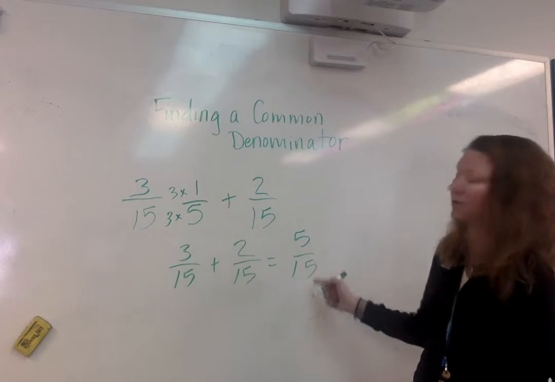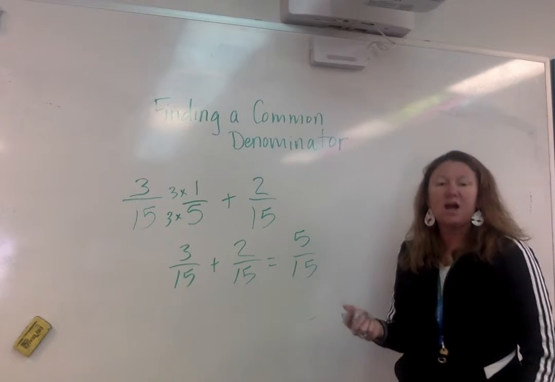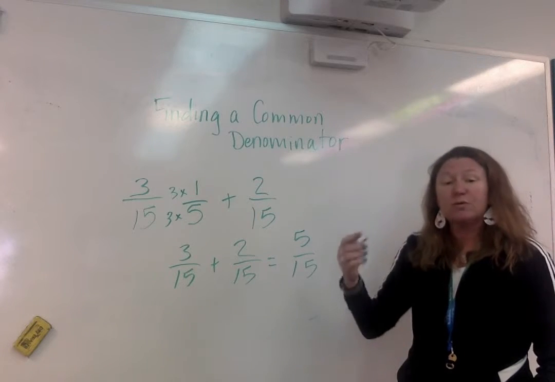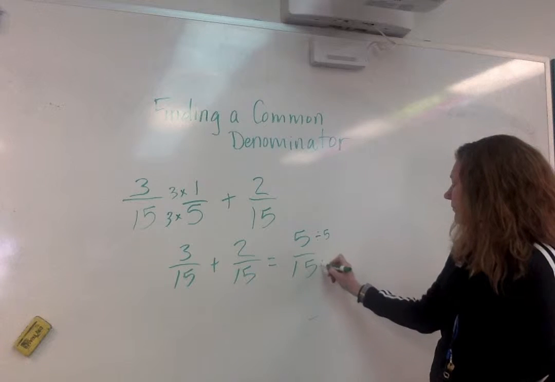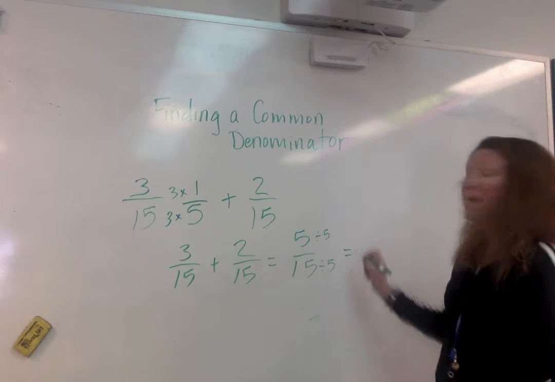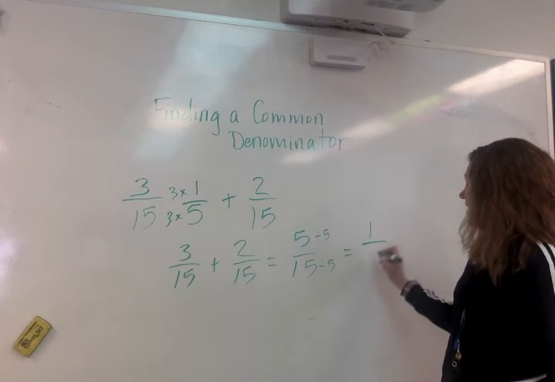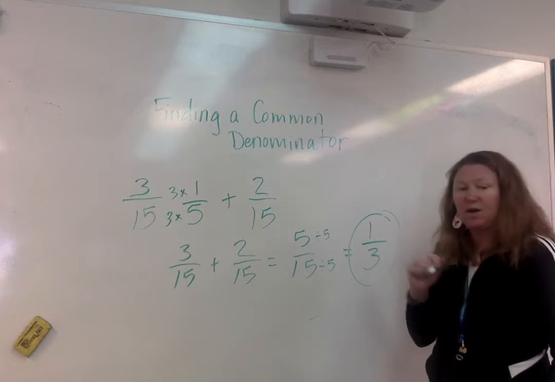Now on this particular fraction, you also should start to recognize, oh my gosh, I can divide the top and the bottom both by 5, and that will simplify the fraction. So I'm going to go ahead and do that. My final fraction in simplest form is going to be 1/3. So I go ahead and circle that, and now I know I'm finished.